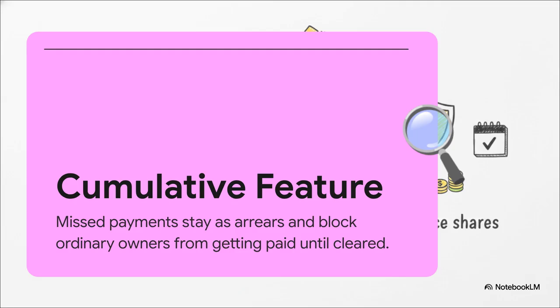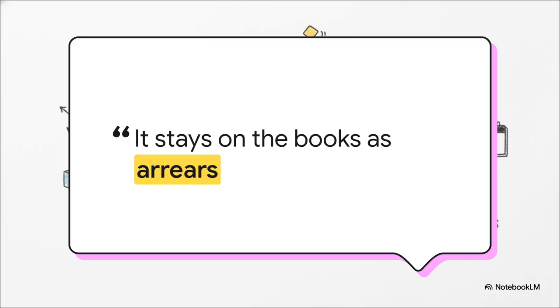Well, many preference shares come with a VIP stipulation called a cumulative feature, meaning if the company misses a payment this year, it doesn't just go away. The missed payments actually accumulate as legal debts, and the ordinary owners cannot receive a single cent until those preference holders are made completely whole for everything they were previously promised. As our sources point out, it stays on the books as arrears.